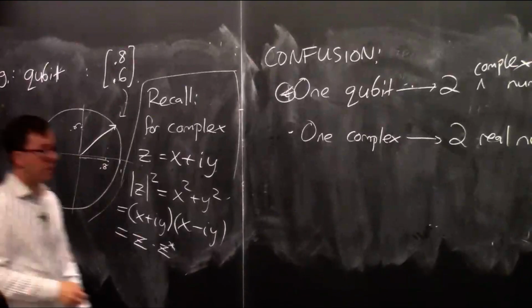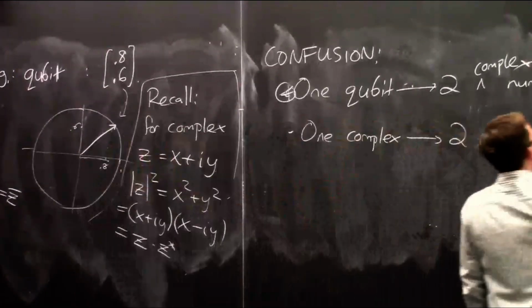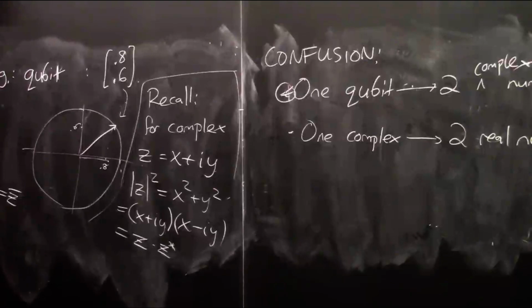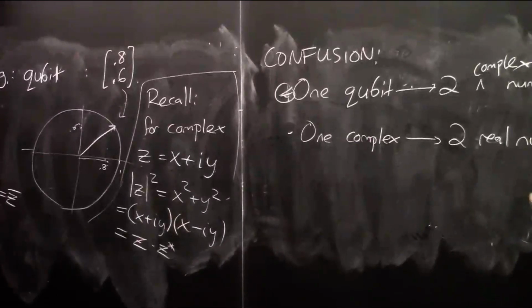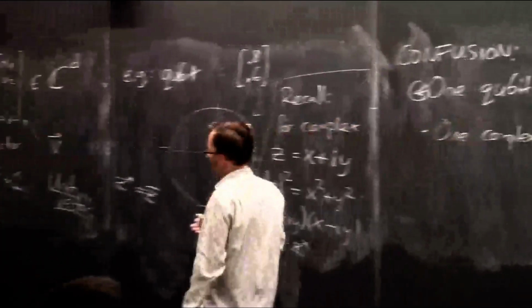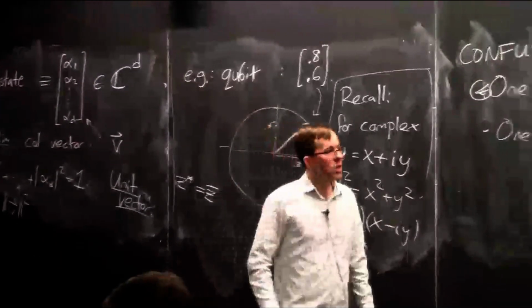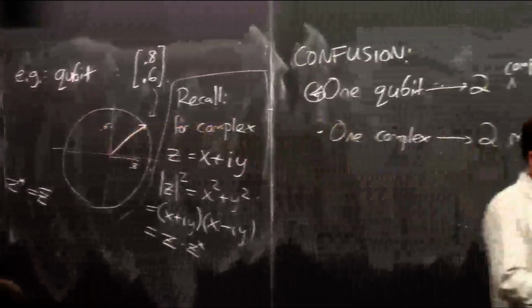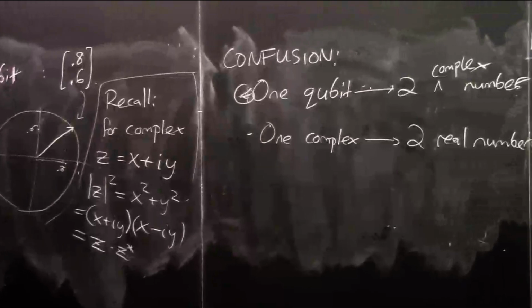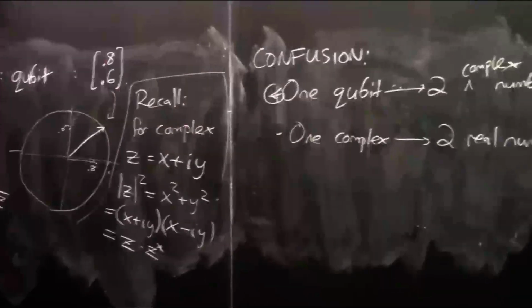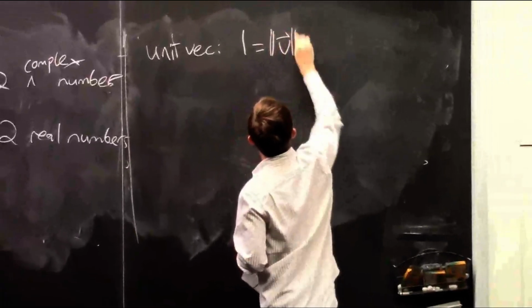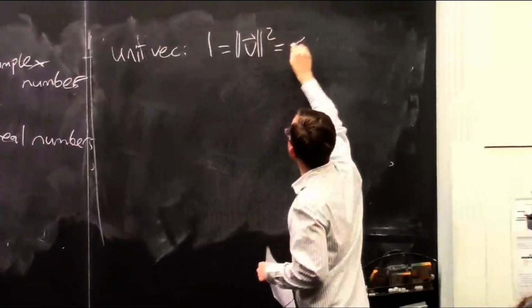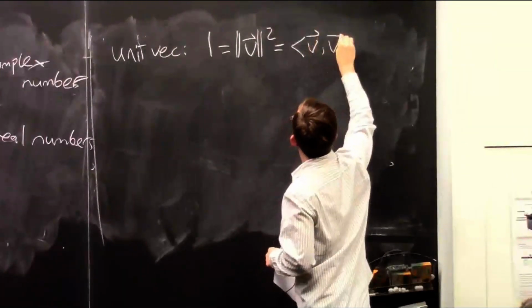Okay, well, more math, as it turns out, more linear algebra review. So here we go. Qubit states are unit vectors. We really like to talk about unit vectors a lot in quantum computation. So a unit vector, v, satisfies that 1 is the squared length of v. And another way to write this is the inner product of v with itself.